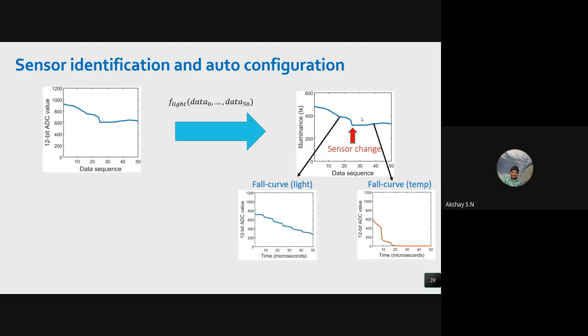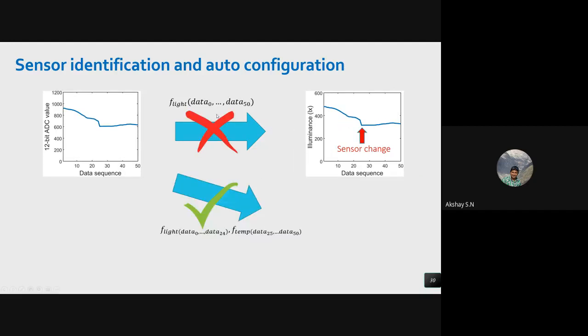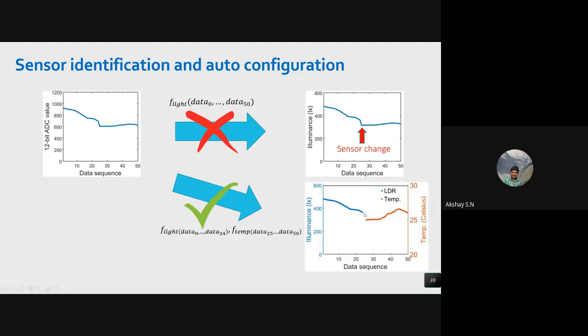Okay. Now, what happens is this is not the correct formula, right? You cannot apply the light sensor formula for all this data because there was a change here. So what you should do is up to 25, you apply the light sensor formula, and after 25 to 50 time units, you apply the temperature formula. So the plot would look like this now, right? That is, up until this point, you have the illuminance data, and after that is the temperature data. Now you see this makes total sense, and to identify these, right, it's very hard without fall curves, right?